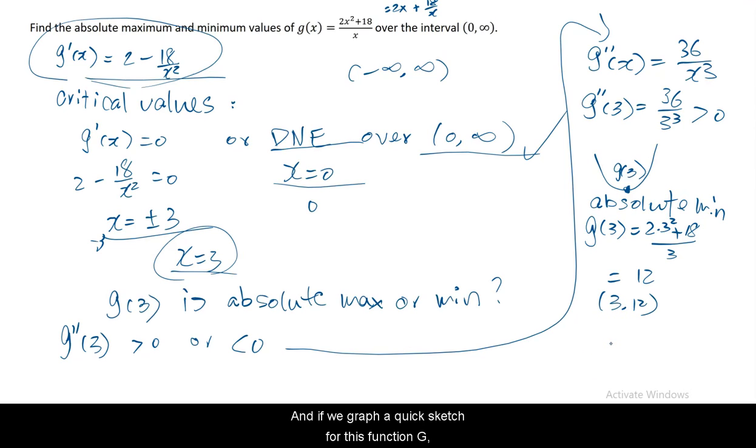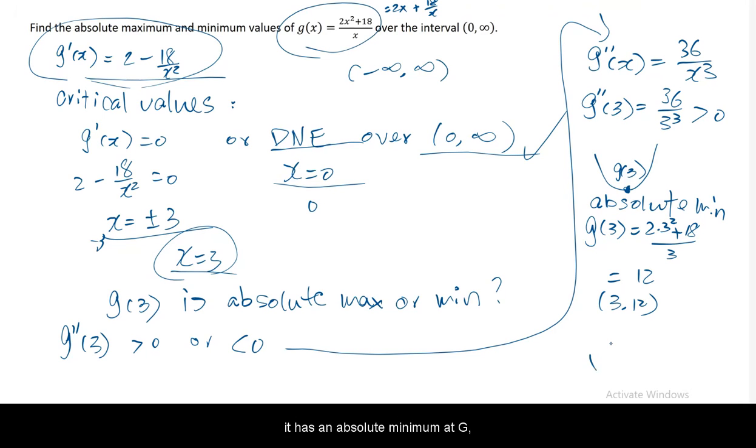And if we graph a quick sketch for this function g of x, it has an absolute minimum at g of 3, right? And then after g of 3, it's increasing all the time, right? So there will be no absolute maximum, but there's one absolute minimum.